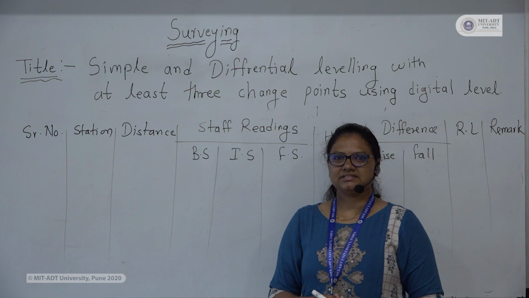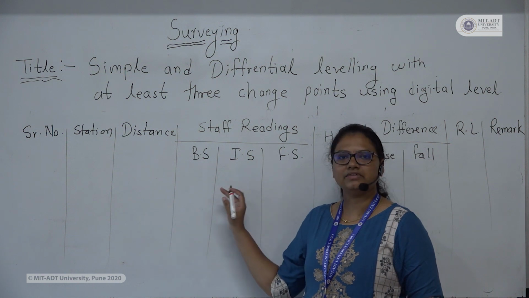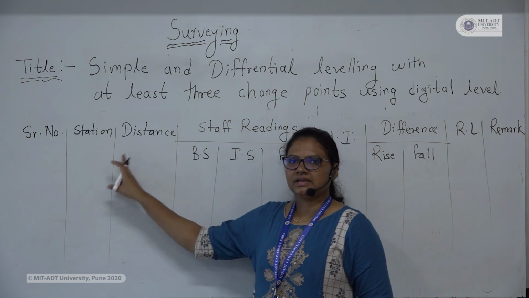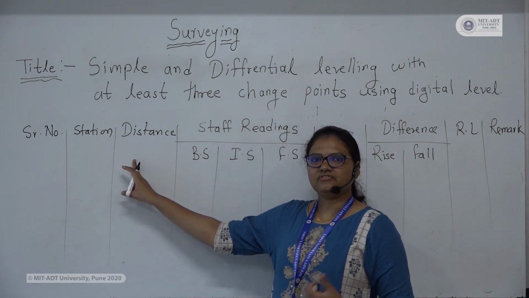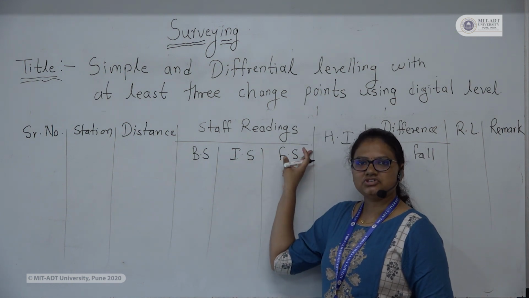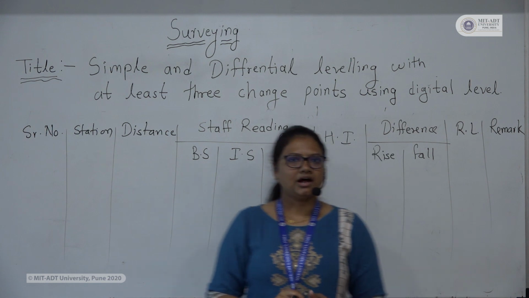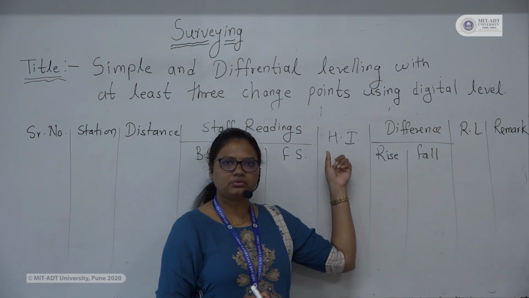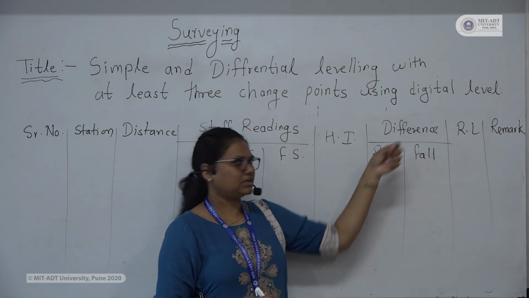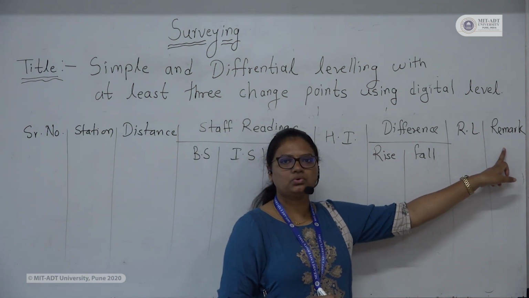After taking the readings, we have to write down these different readings into the different columns which are in our field books or on the observation table. In this, the first column will be of station, the second column will be of distance. If the distance is required, then we have to write it down. Then these are the different staff readings which we have to write: backsight, intermediate sight, foresight. After writing the readings, we have to calculate the height of instrument, that is HI. Then we have to write down the differences, that is rise or fall. Then we have to calculate the reduced levels, and we have to write down the remark.